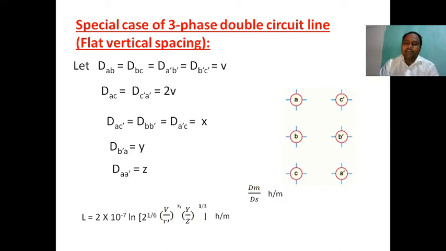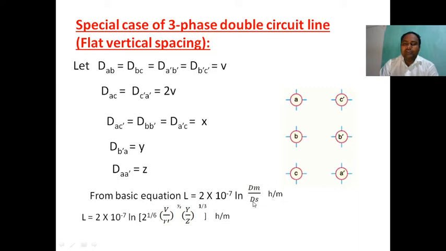We know the basic formula of inductance. The basic formula of inductance L is equal to 2 into 10 power minus 7 log Dm by Ds. Ds is the self GMD, Dm is the mutual GMD. So what is the self GMD? Ds is equal to Ds1, Ds2, Ds3 whole power 1 by 3. Similarly, the mutual GMD is DAB, DBC, DCA whole power 1 by 3.